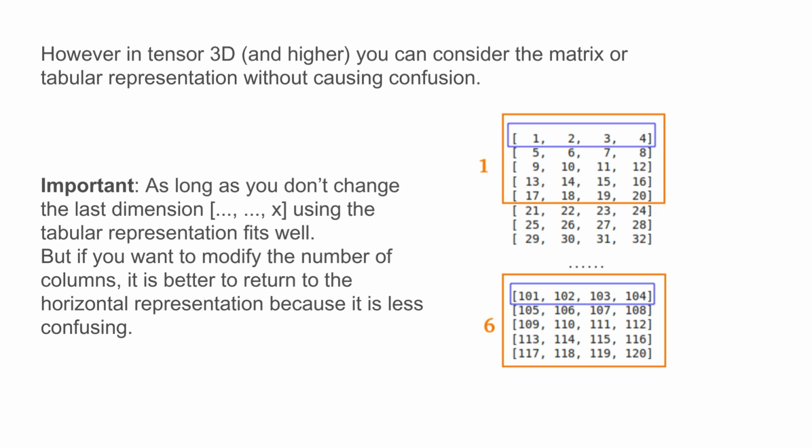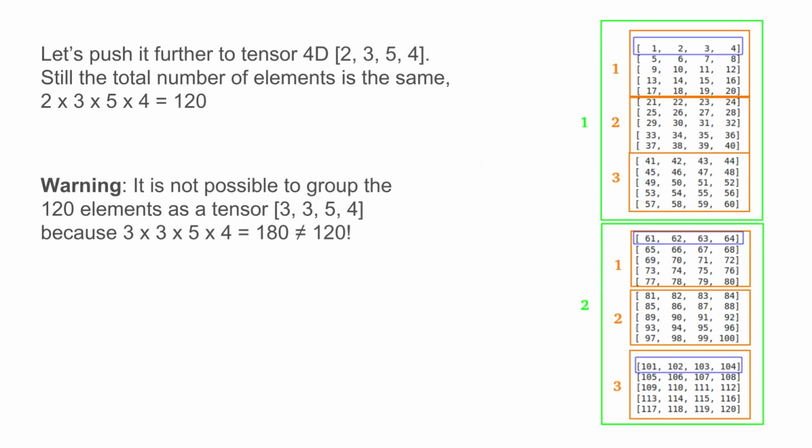This method avoids confusion and makes reshaping tensors much easier to understand. By keeping this in mind, you'll be able to navigate tensor transformations with confidence. Now, let's take it a step further and move to a 4D tensor with a shape 2x3x5x4. Even though we've added another dimension, the total number of elements remains the same. You can verify that it is still 120.